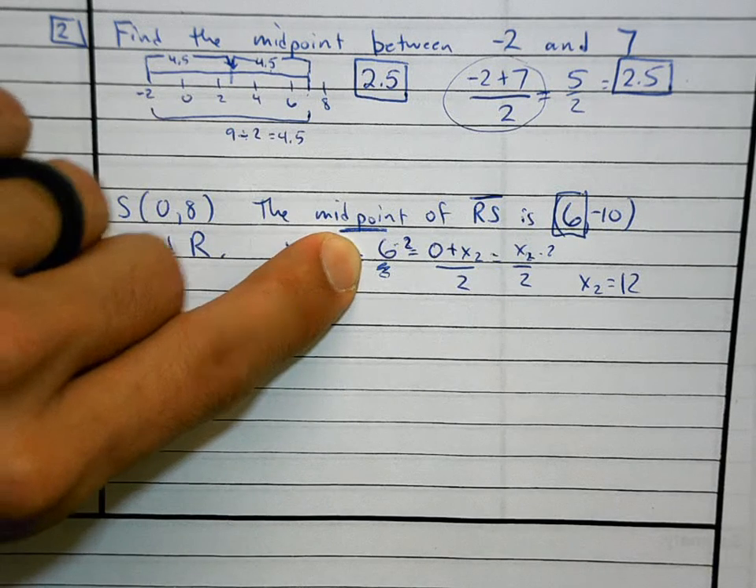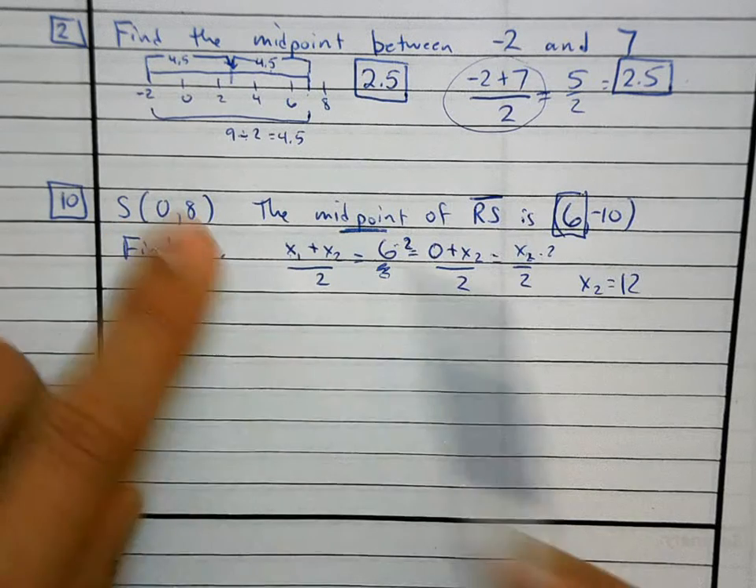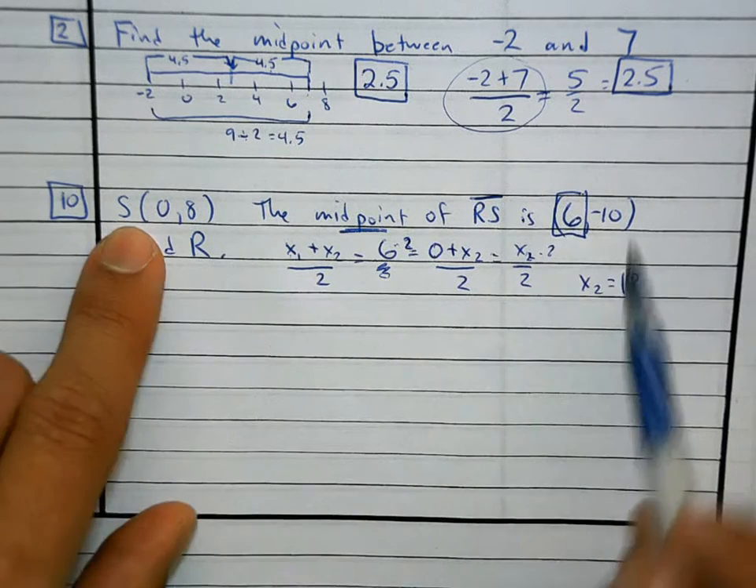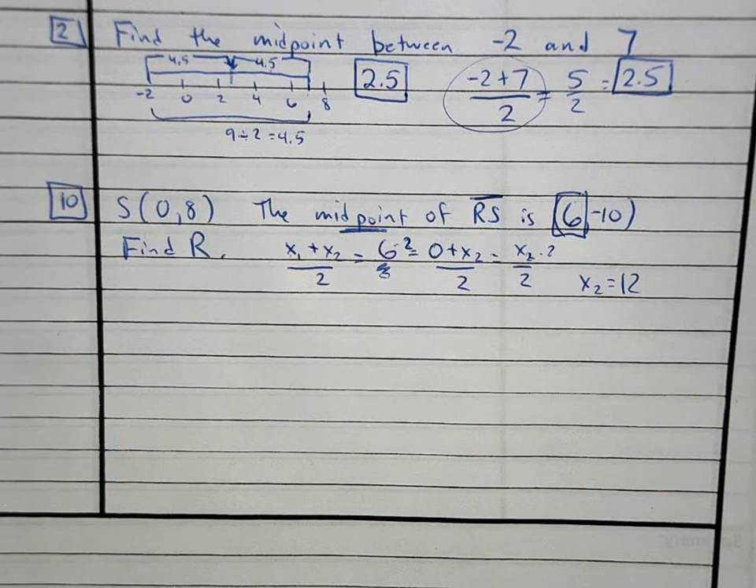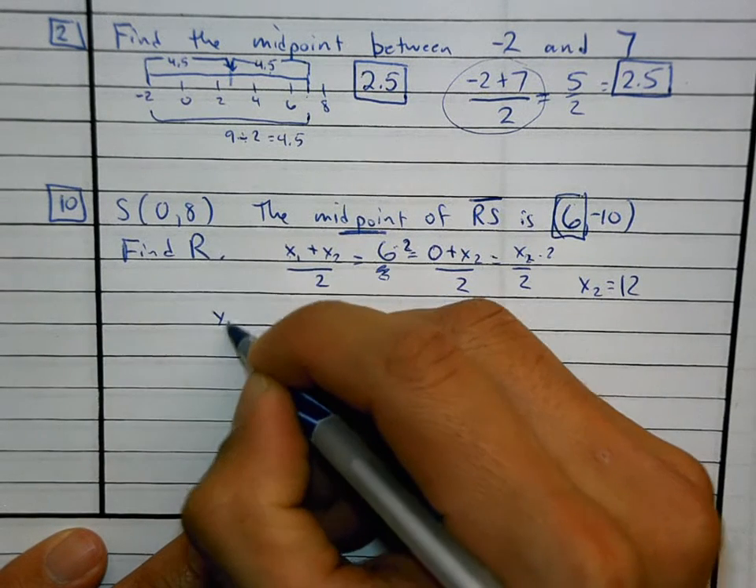If you want to check your answer, 0 plus 12 divided by 2, does it equal that midpoint? You can see if your x coordinate is correct. So what you have to do is set up two equations, just so you know. So now I'm going to do the same thing for the y coordinates.